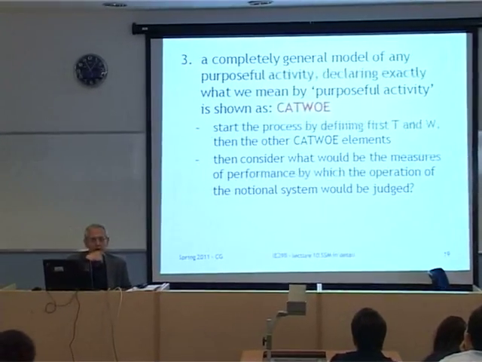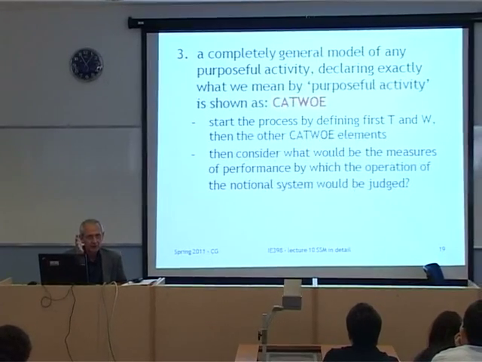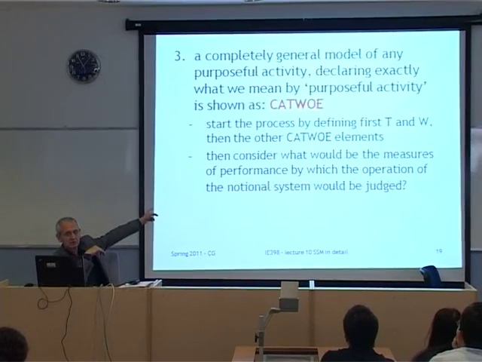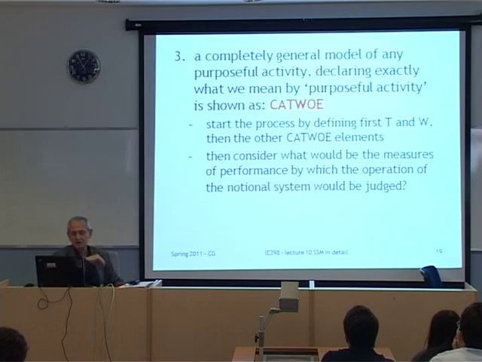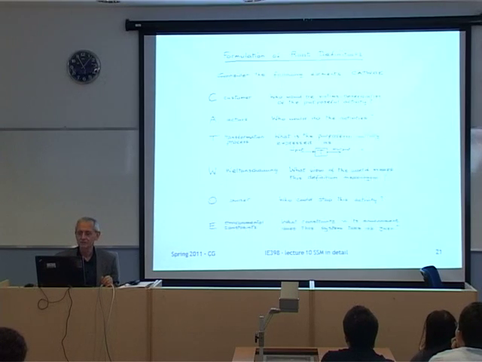elements. When you identify all the elements, what you should do is written here in the next step. Then consider what would be the measures of performance by which the operation of the notional system would be judged. In other words, what are the criteria that you are going to use in order to judge whether the notional activity system, or more specifically, the transformation process itself, is going to achieve? How can you judge that?